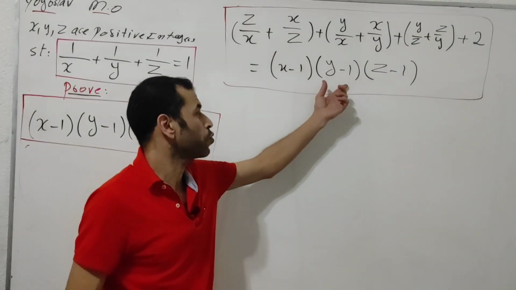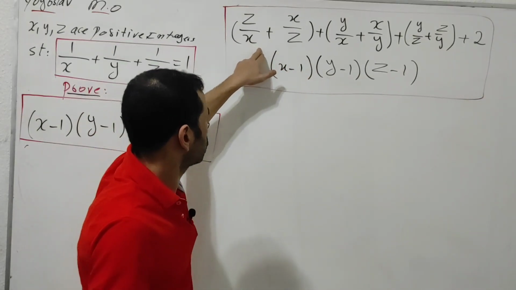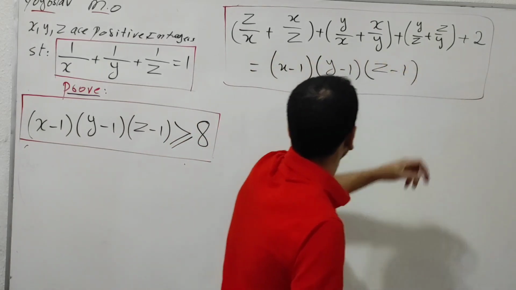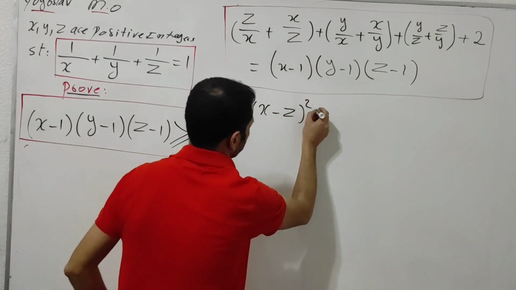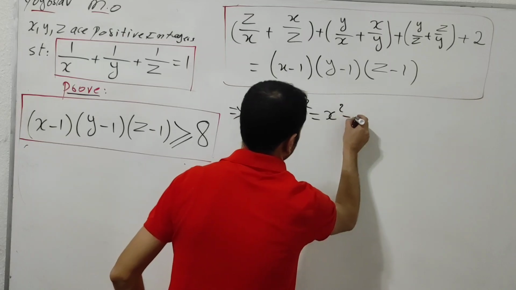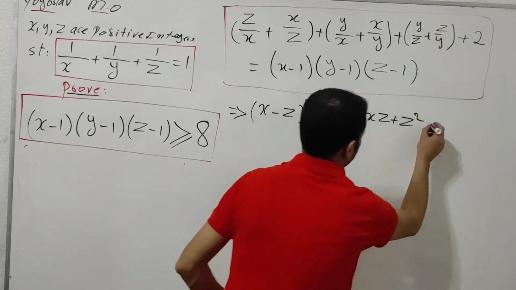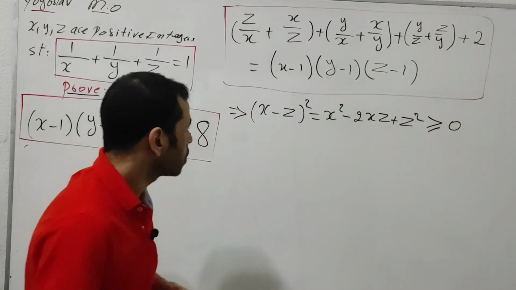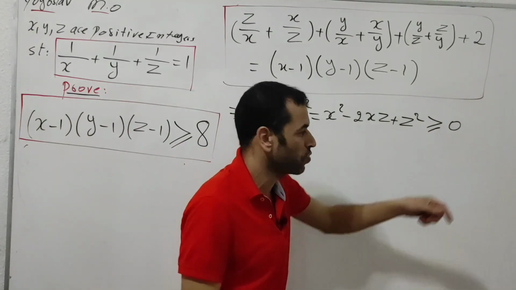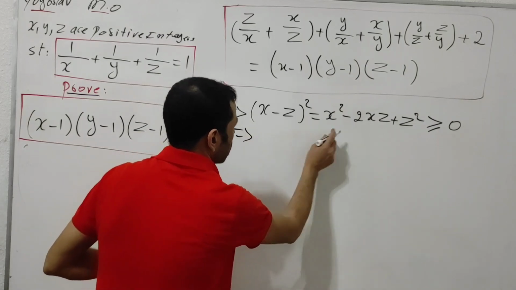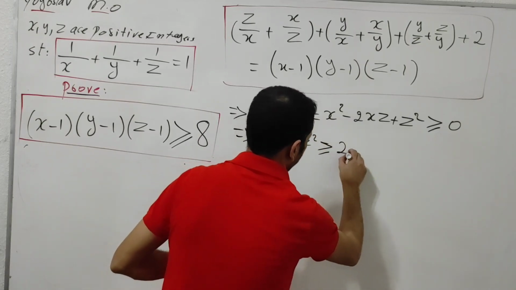So from the last board, I came up with this expression as a result. Now I'm ready to make the comparison. So I'm going to work on these terms, this one and this one. As we know, we have this formula: x minus z squared equals x squared minus 2xz plus z squared is greater than or equal to 0. This is the quadratic binomial form. So I'm going to bring the 2xz to the right-hand side of this inequality.